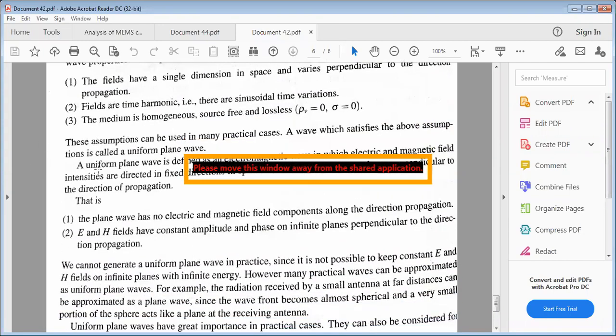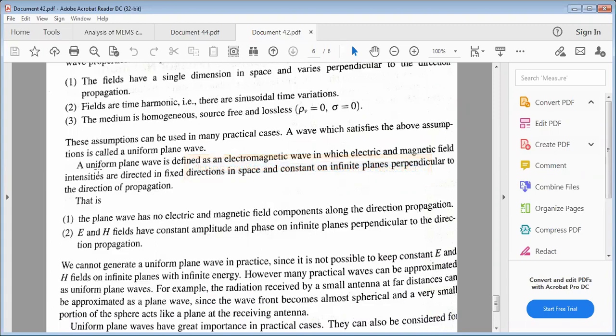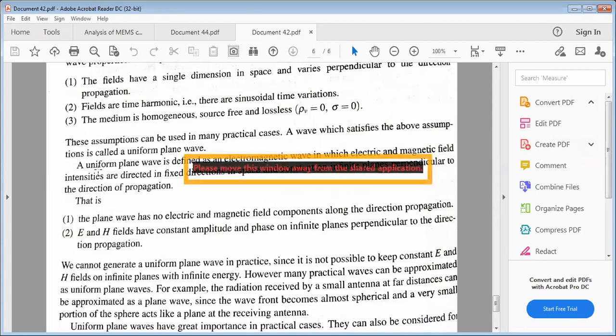Fields are time harmonic. That is, sinusoidal time variations in nature. That is the second point. Get it? What is the first point? The signal must be single dimensional, and it varies perpendicular to the direction of propagation. And the second point is fields are harmonic or simply exponential. The third one, the medium is homogeneous, source free and lossless.